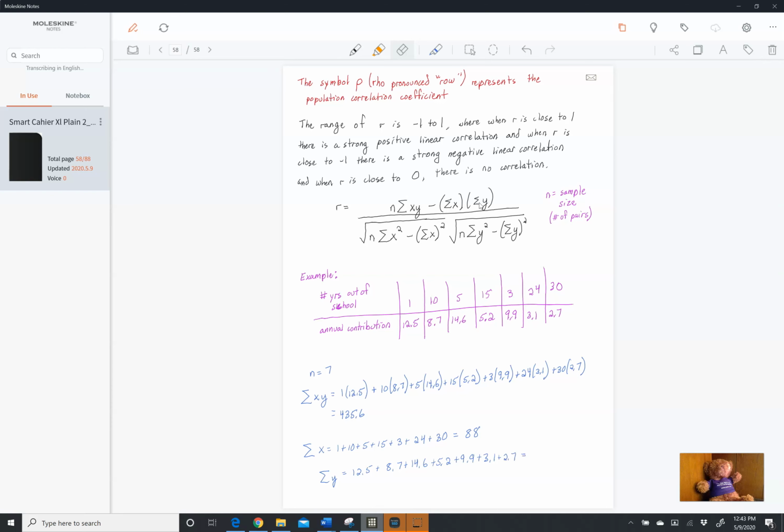Sorry, this comes out on such a slant. So what is that equal to? That's equal to 56.7.